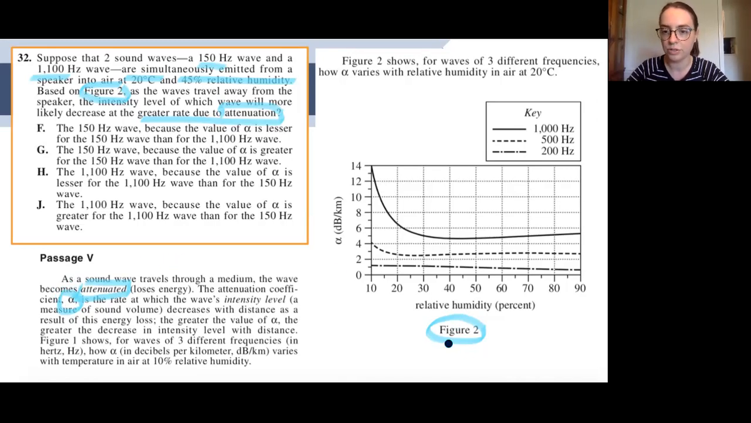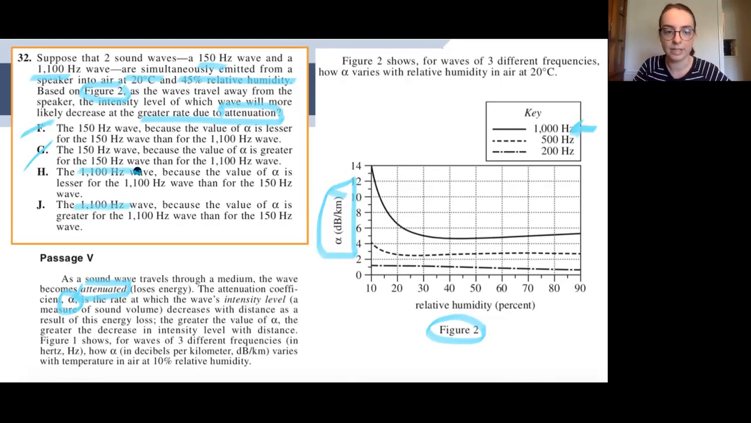If I look over at figure 2, I can see for alpha, the solid line 1000 is the highest, and then the dashed line, and then the solid dot line. So it looks like when the hertz is biggest, the alpha is biggest. So if I'm comparing back to my question, 150 and 1100, the 1100 number of hertz is biggest, so that one will probably have the biggest alpha. I know it's not F because that says 150. I know it's not G because that says 150. It's either H or J, because those say 1100.